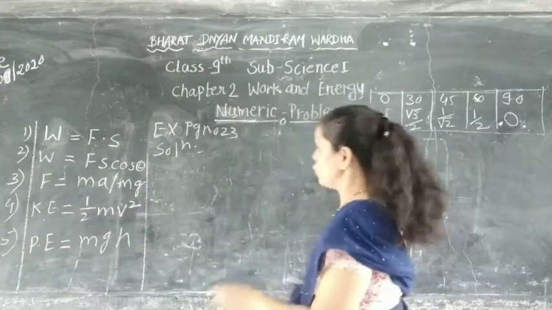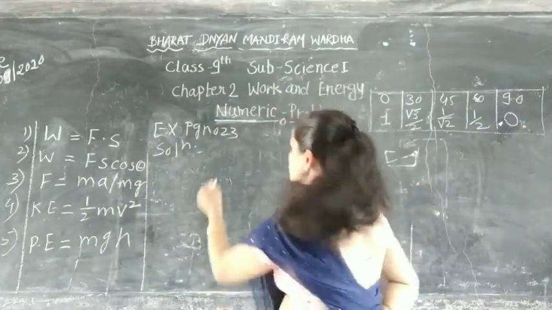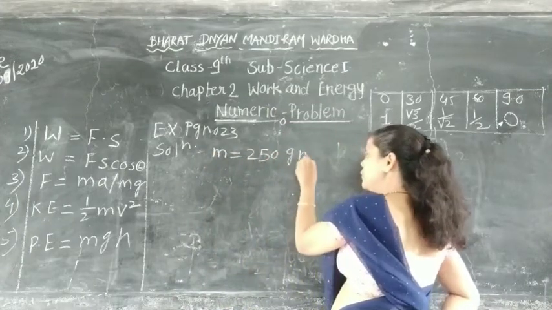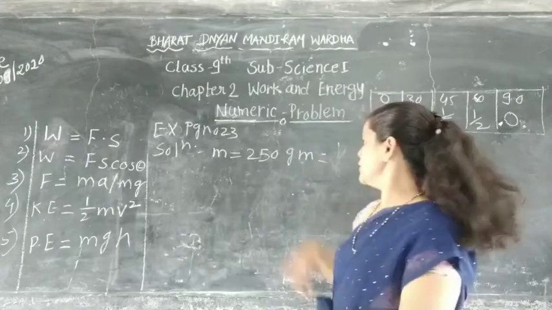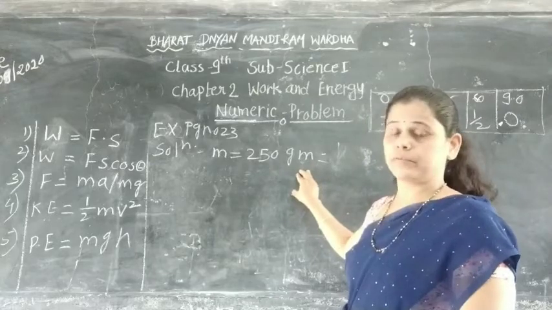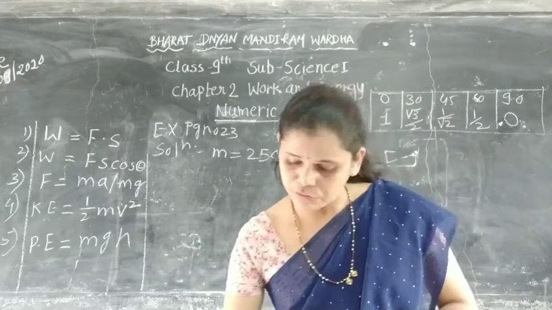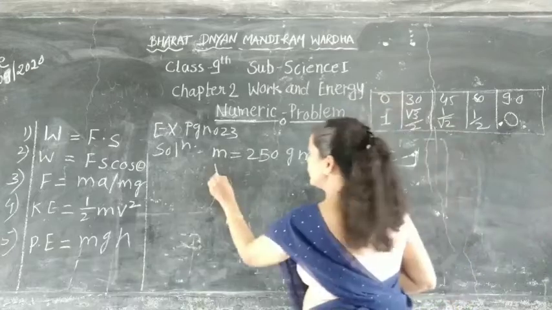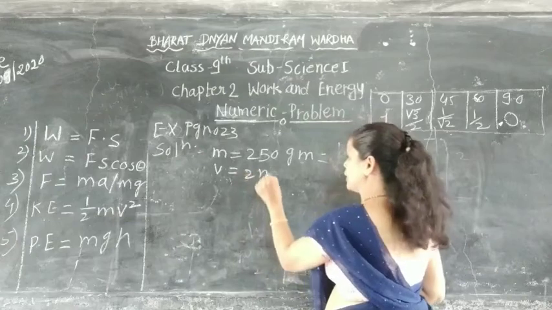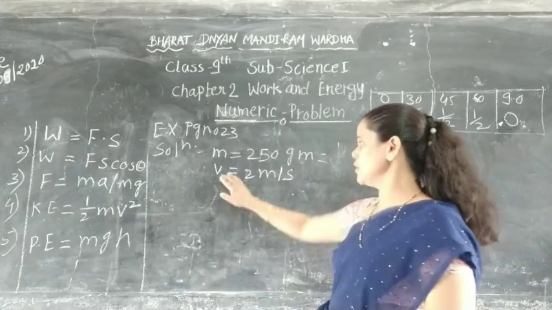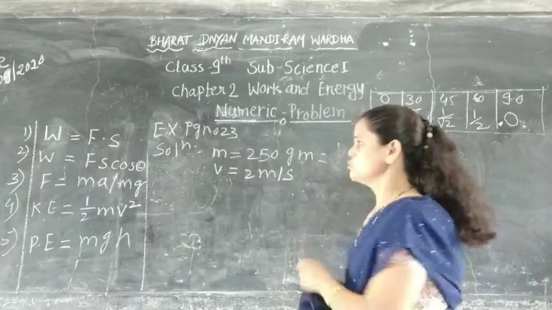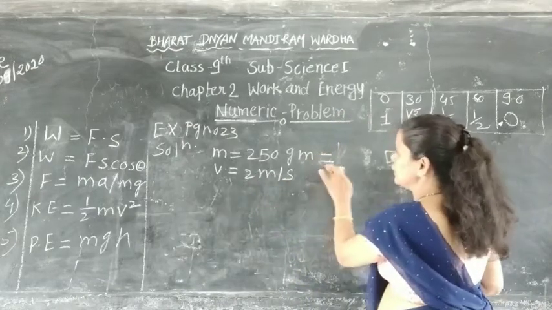So just write what is given. Given: mass, denoted by m, equals 250 gram. You have to convert this. This is a CGS unit, so you have to convert the CGS unit into SI. Why? Because the velocity is given, denoted by V, as 2 meter per second, and the unit of velocity is in the SI system, meter per second. So just convert this unit into SI.